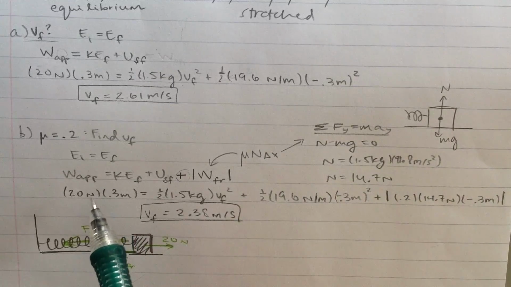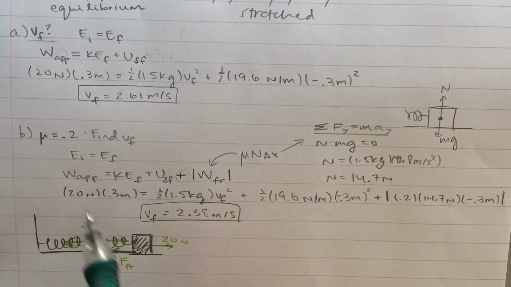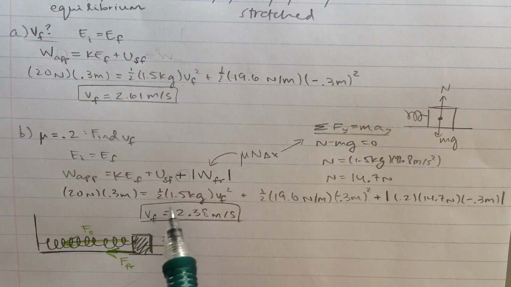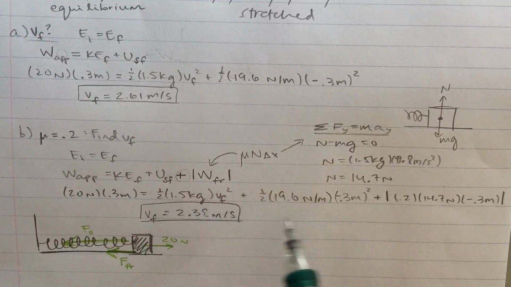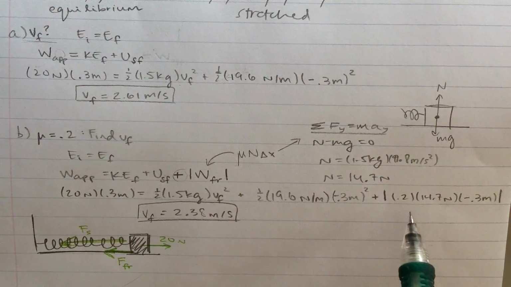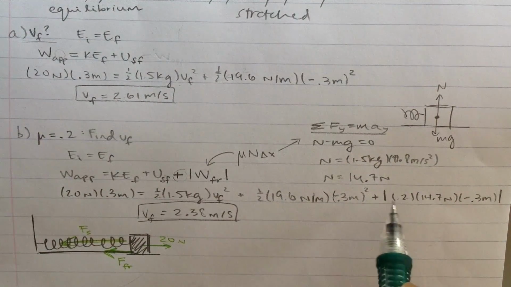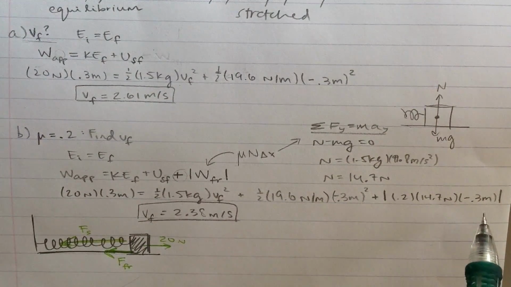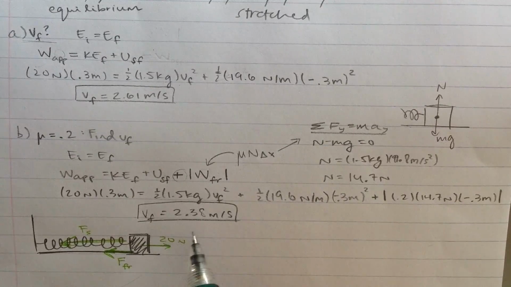So we're going to plug in our force times the distance equals 1/2 m v squared plus 1/2 k x squared plus the absolute value of mu, which is 0.2, times the normal force times the distance, and we'll get velocity final equals 2.38 meters per second.